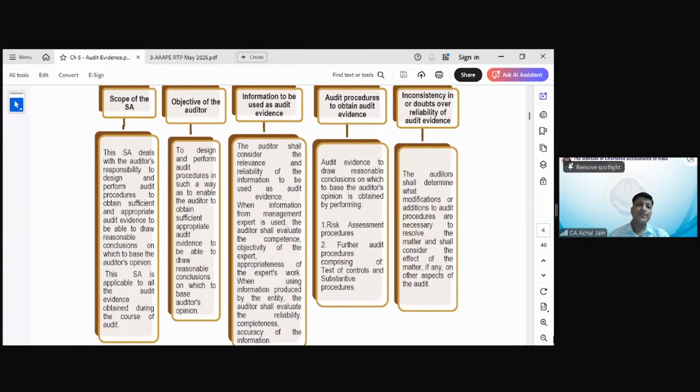It says that it's the auditor's responsibility to design and perform audit procedures to obtain sufficient and appropriate audit evidence, so that he is able to draw reasonable conclusions on the basis of which he will be issuing the audit opinion. Correct? So therefore, the auditor is required to obtain sufficient and appropriate audit evidence.